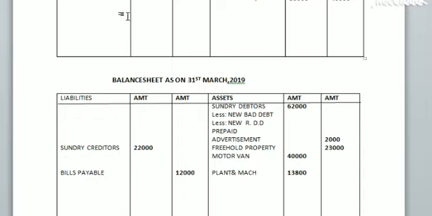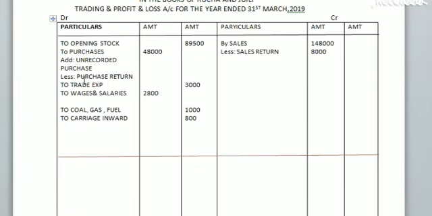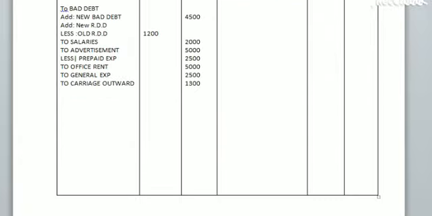Now purchase return 6,000 rupees. Here we have already written purchase return, so here we are going to write in inner column purchase return 6,000 rupees. So here we have done with the trial balance. Now we are going to proceed with the adjustments that are given over here.